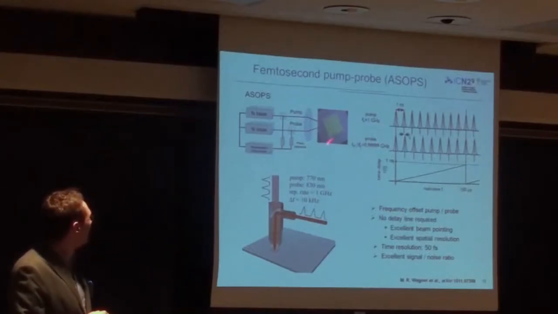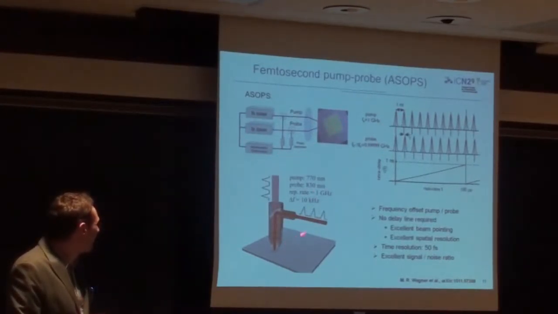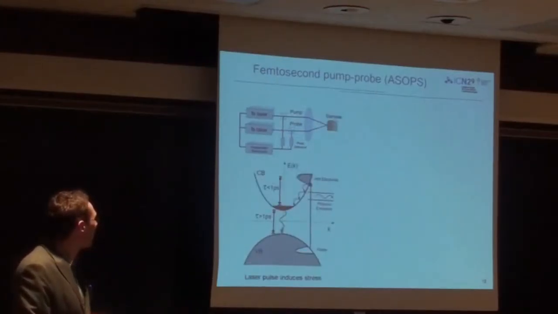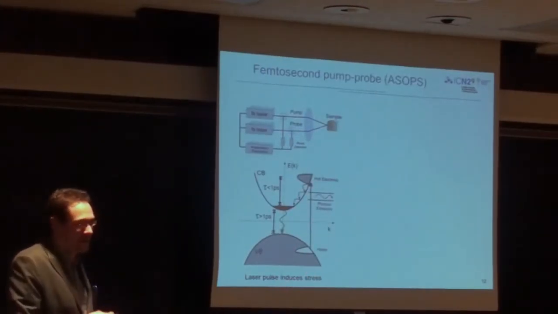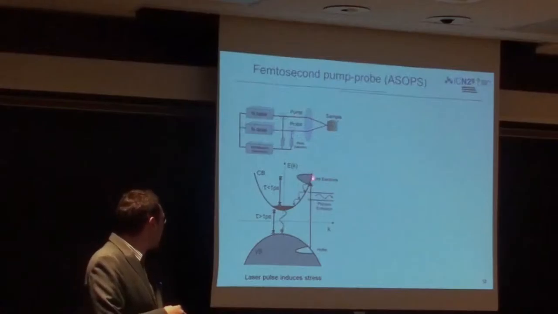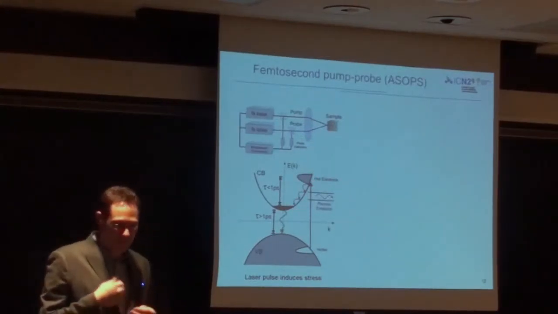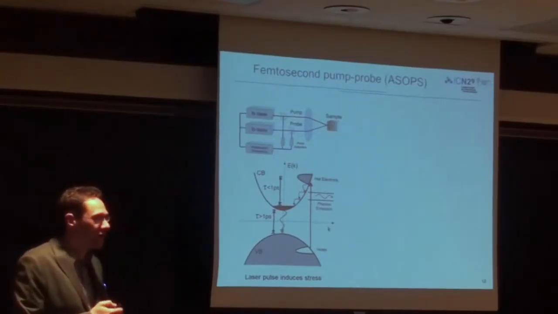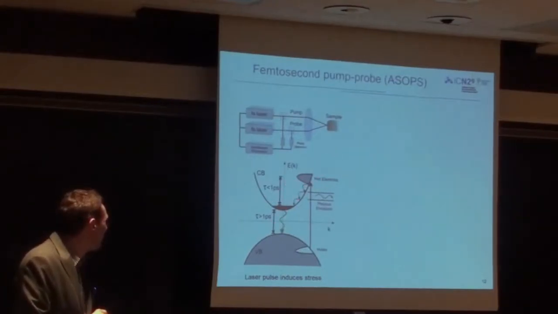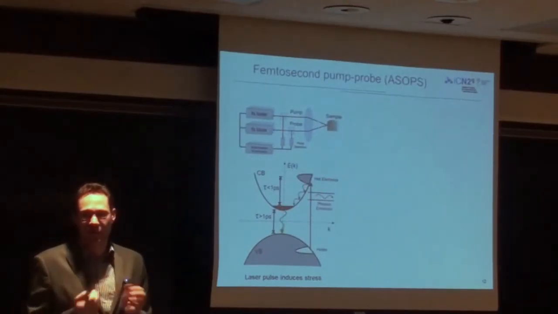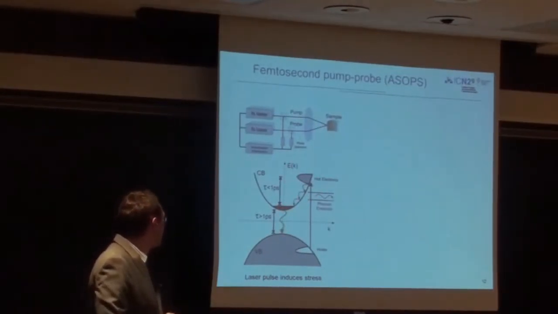So how does that look? We take such a system. We are basically exciting a membrane with Titanium Sapphire lasers. And what you do is, of course, you generate electron hole pairs. Then you have the typical relaxation mechanisms, electron-electron and electron-phonon scattering, that is usually below a picosecond, and then the recombination processes for much more than a picosecond.